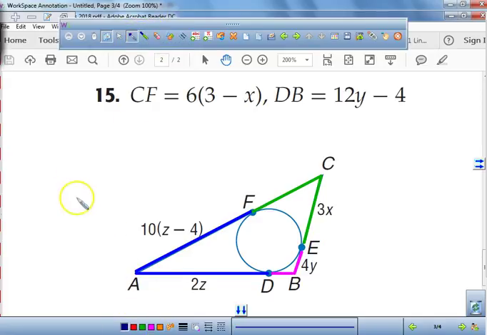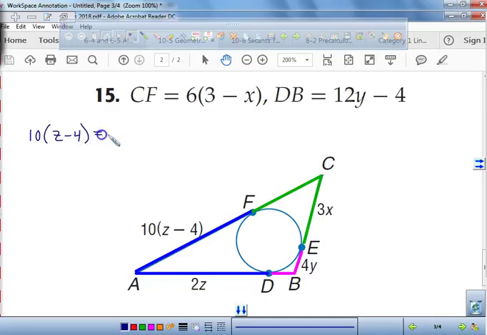What you're going to have to do in order to solve for the perimeter of this triangle, you're going to have to set up 10 times the difference of C and 4 and set it equal to 2 times Z. You're going to need to solve for Z and then plug it back in.